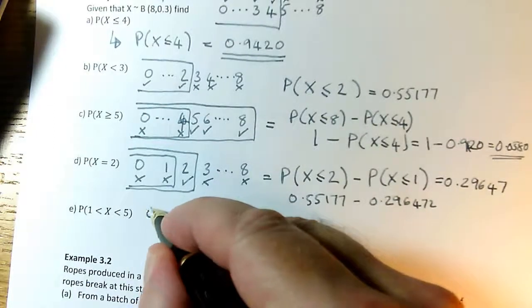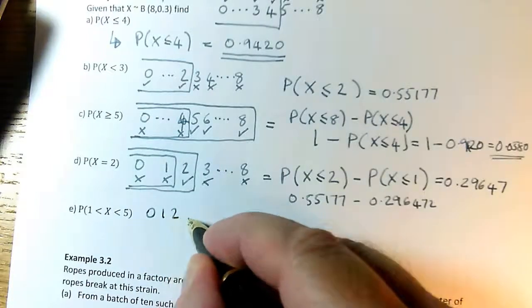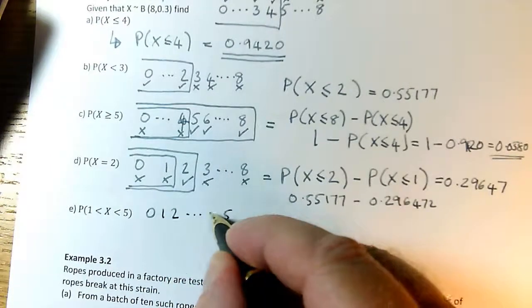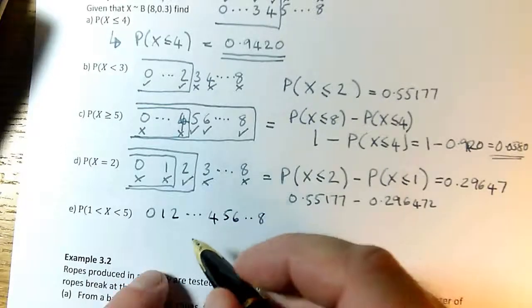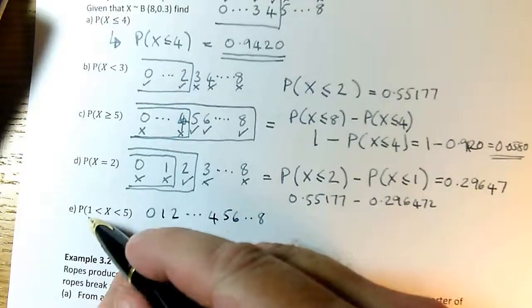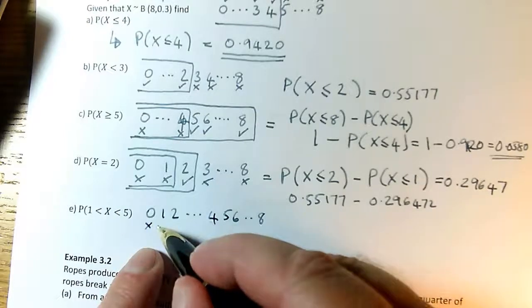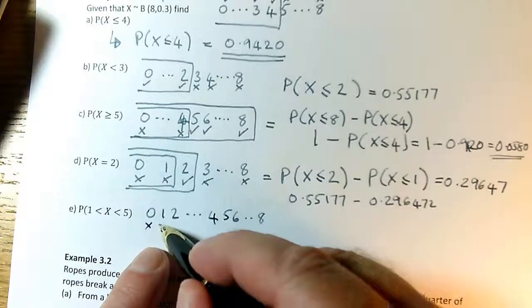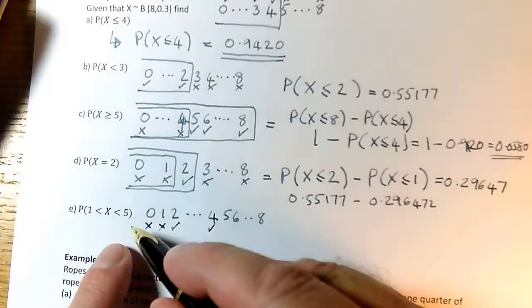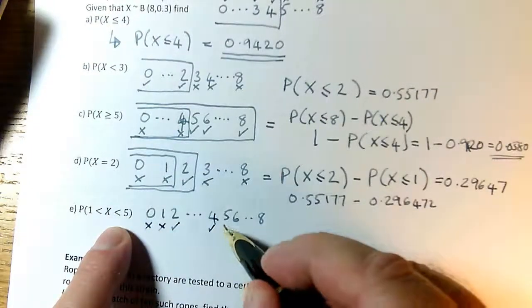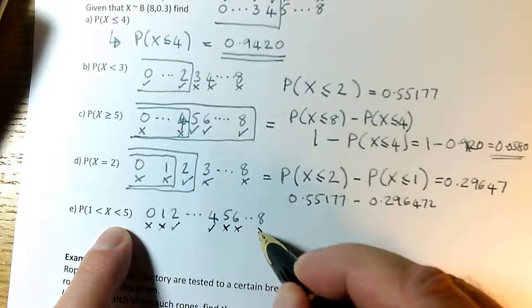So we need 0, 1, 2, ... I need 5. I'm going to put the 4 in and 6 in, ... 8. Okay, so what gets ticked now? Well, I need to be greater than 1. So 0's no good. I need to be strictly greater than 1. 1's no good, so that's a cross. 2 gets a tick. 4 gets a tick. 5, I've got to be less than 5, so 5 gets a cross. All of these get crosses.